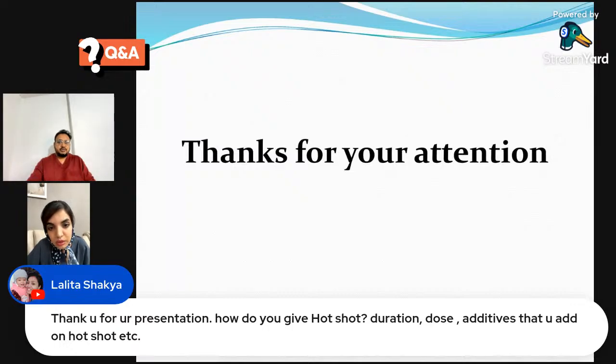So what do you add in the hot shot? It's related to the patient. We add some drugs, such as mannitol, antioxidants, and insulin. Actually, it's related to the patient's condition.